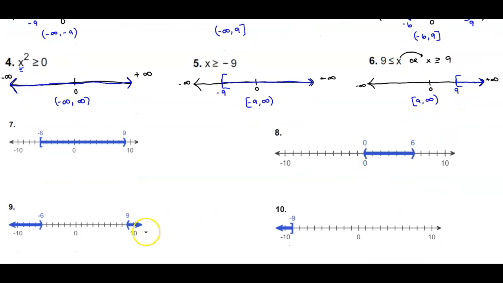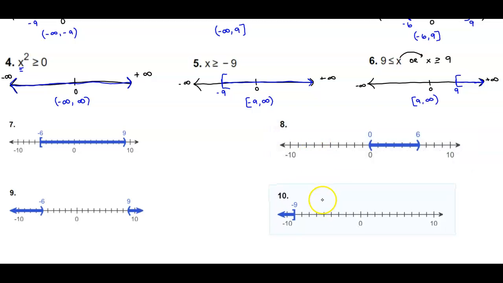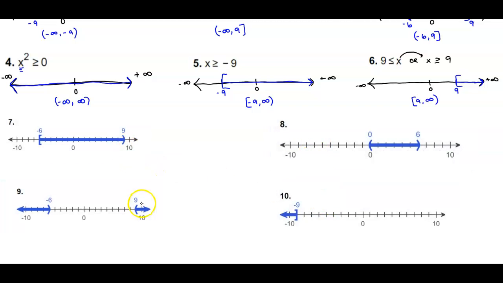Okay, now next, we are given the graphs, and we want to figure out what is the interval notation. If you take a look here, we have a bracket at -6, and it's going to +9. So therefore, this is bracket -6, comma, 9 with a parenthesis. If we take a look at 8, you can see it's starting at 0 and going to 6, and they're both parentheses. So therefore, this is 0, comma, 6.